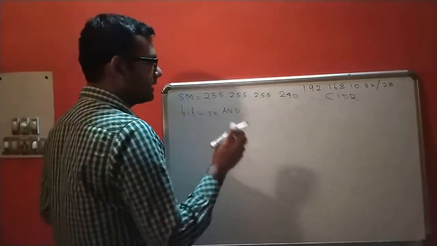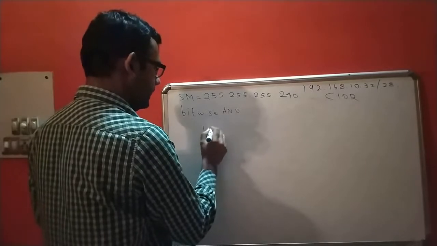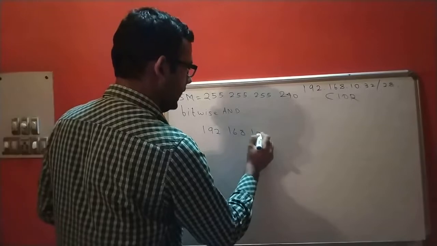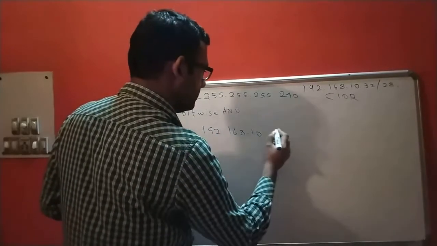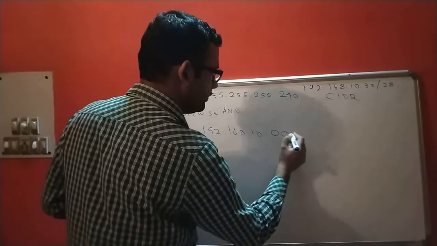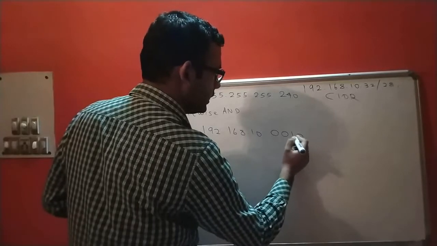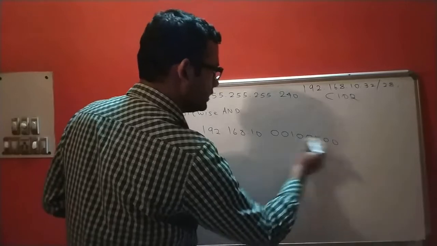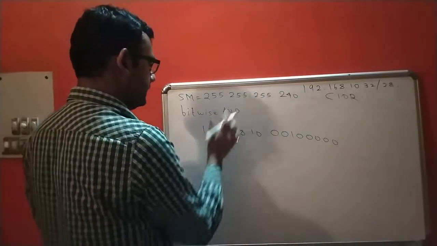What you get is the network address. So I'll take the IP address, which is 192.168.10.32. I'll represent 32 in binary form. So I get 128, 64, 32, right? So 32, 1, 2, 3, 4, 1, 2, 3, 4. So this is my 32, right?